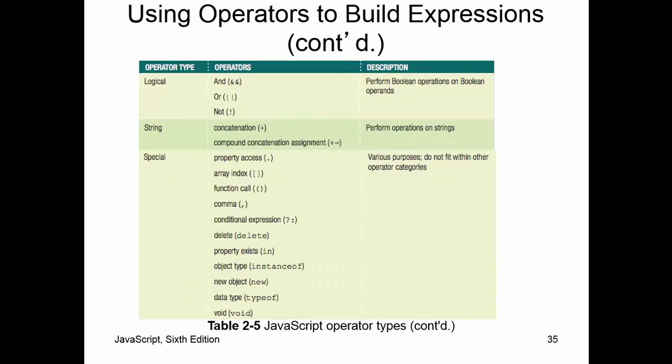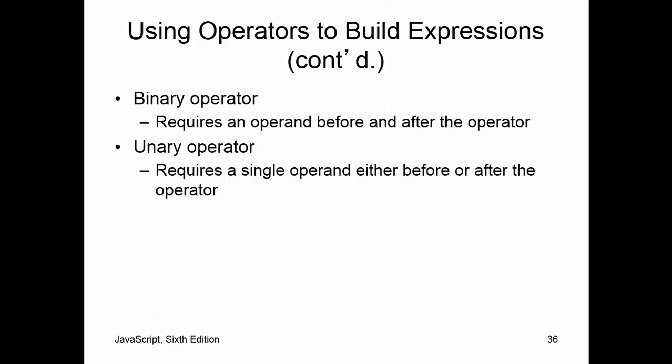Again, we'll be going over all of these in class. You'll learn about and, or, and not, all these special operators that you see in here. All right? If something is a binary operator, it requires an operand before and after the operator. Well, what does that mean?